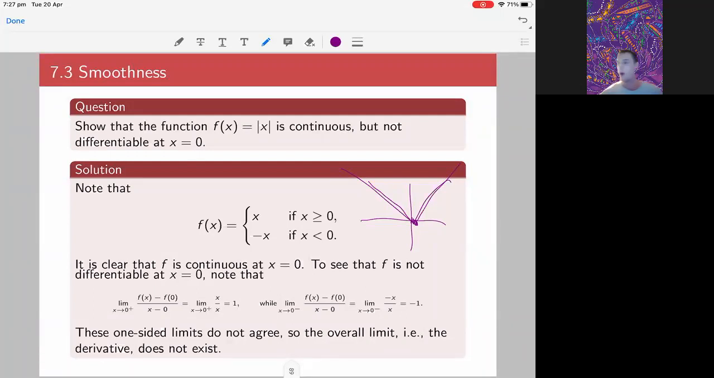Now, I want to talk briefly about continuity, differentiability, and smoothness for multivariate functions. We won't spend too much time on this right now. I just want to give you a bit of a taste of things before we get in depth with these later on.